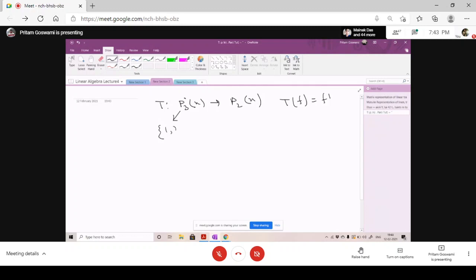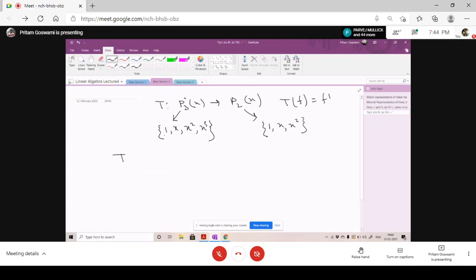1, x, x square, x cube. And what is the basis of P2(x)? 1, x and x square, right? So now we will just do it like this.